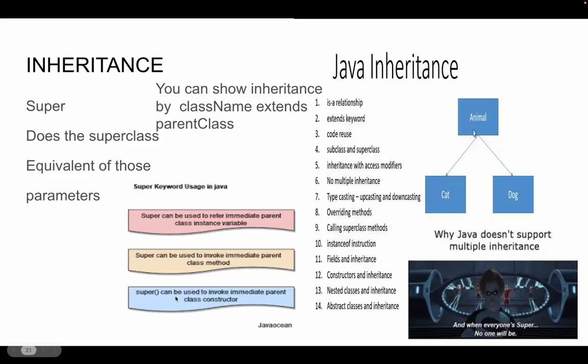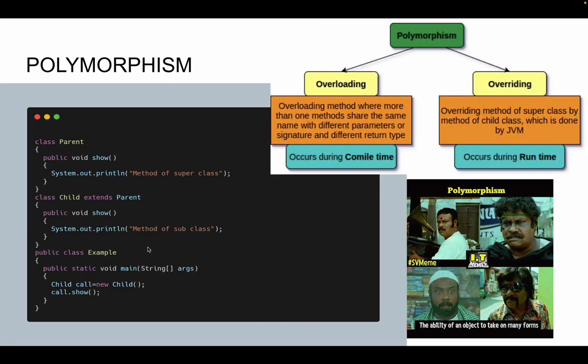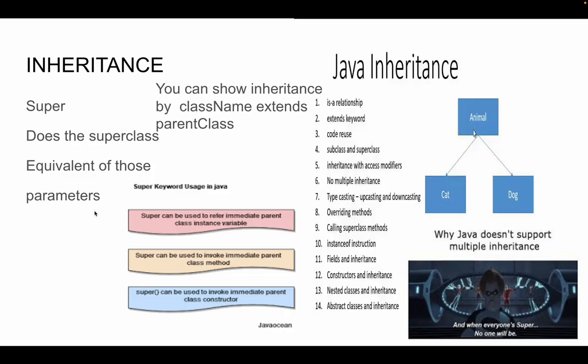Then the final one is that super parentheses can be used to invoke immediate parent class constructors. It basically allows you to immediately invoke the parent constructor: you just put super parentheses and a semicolon and it'll just do the method for you.